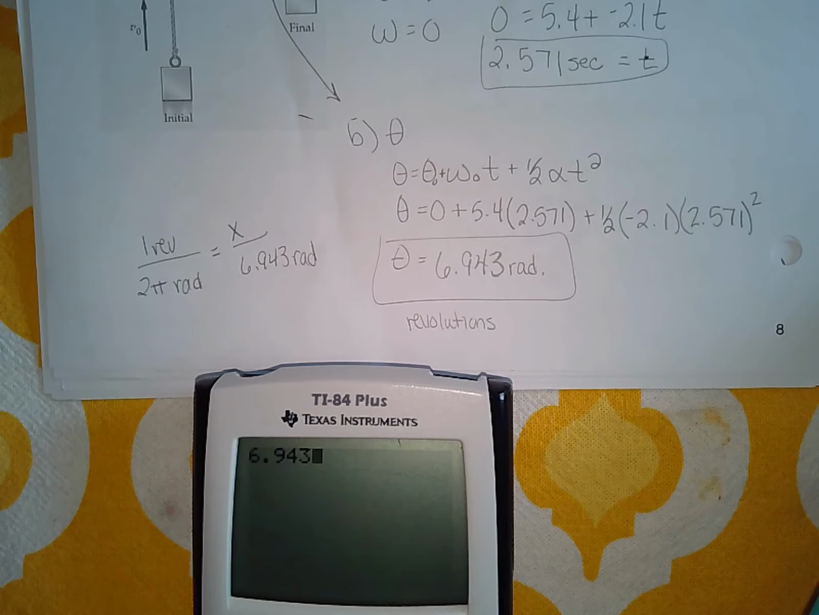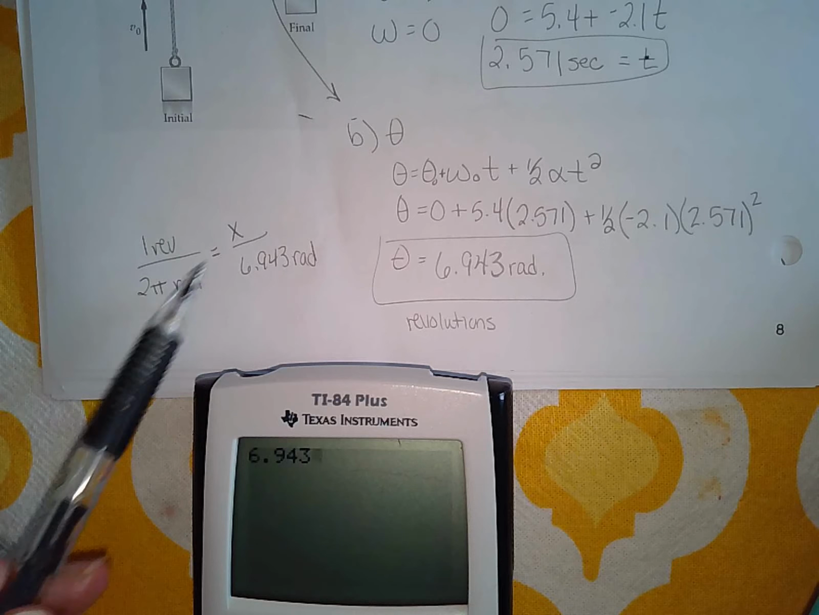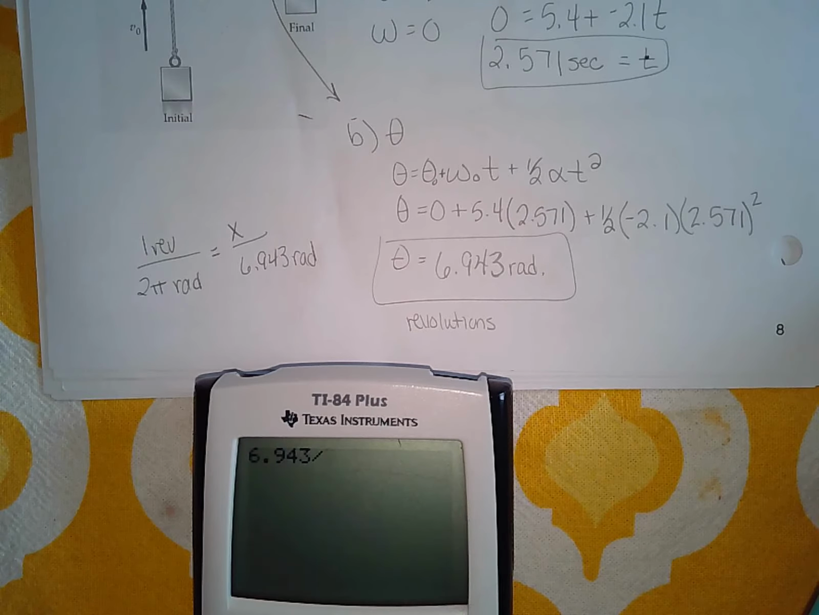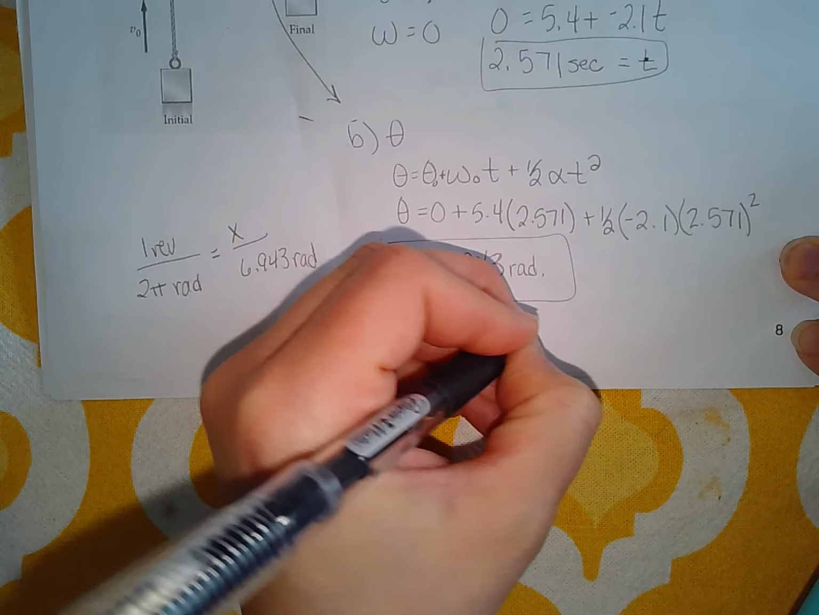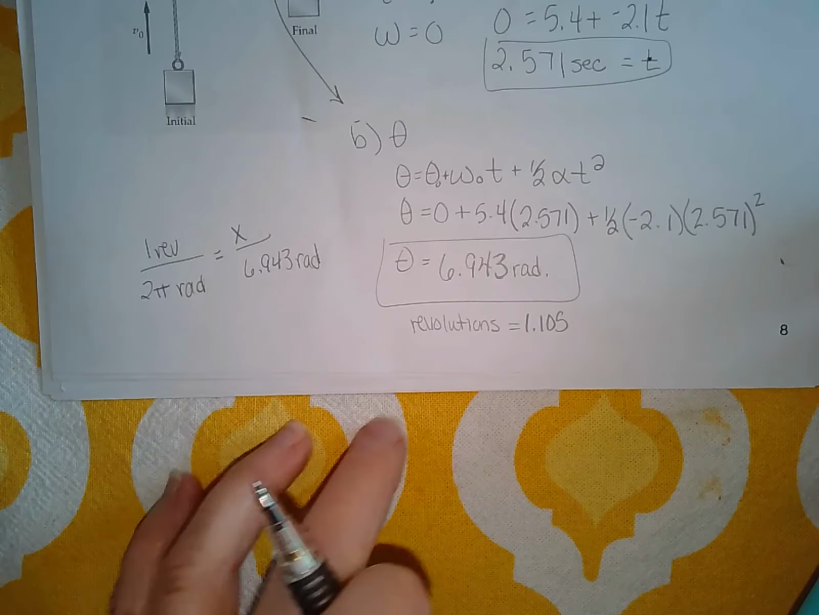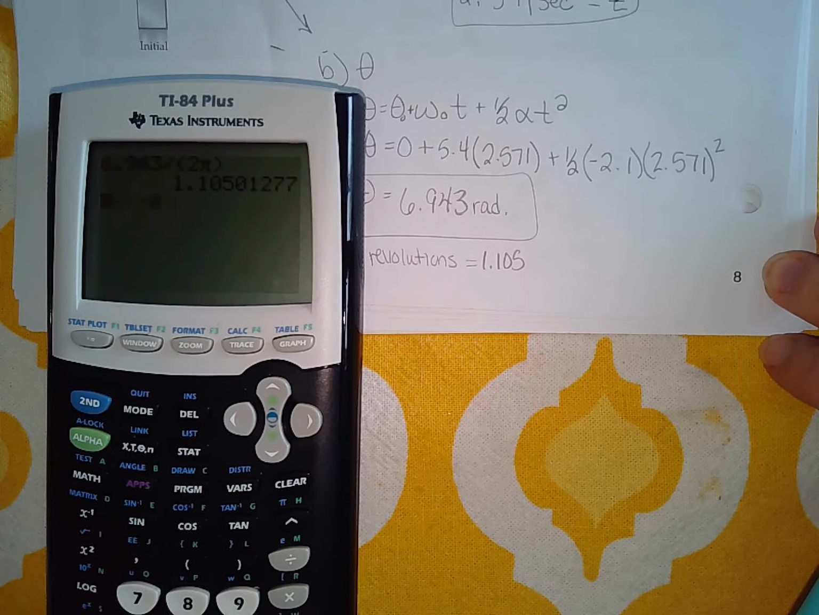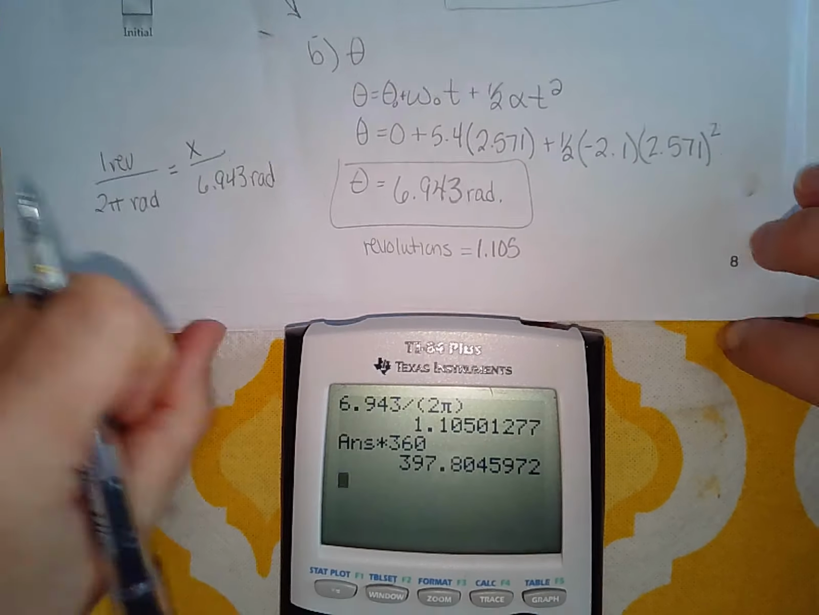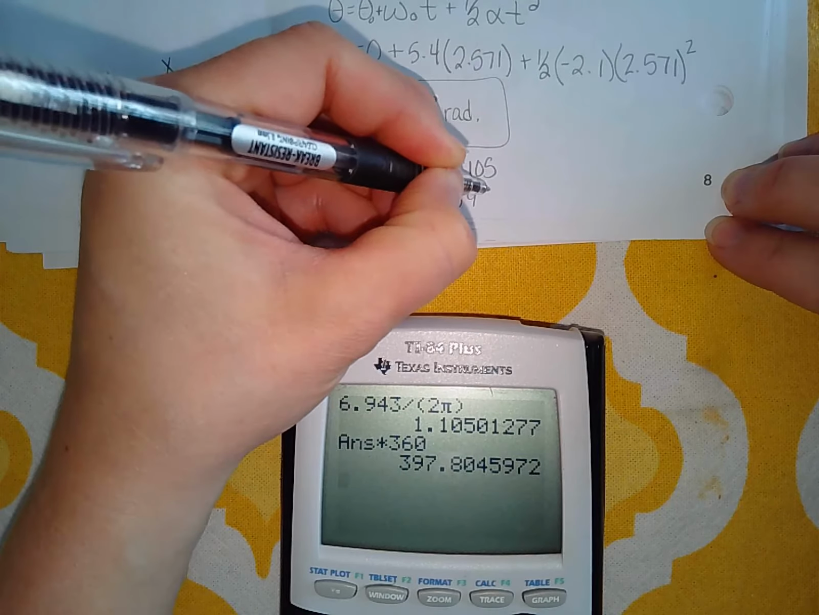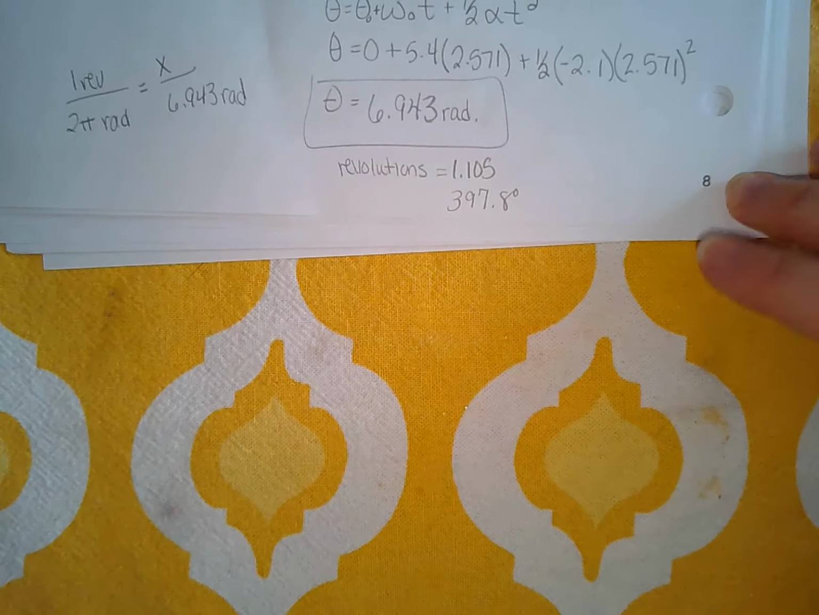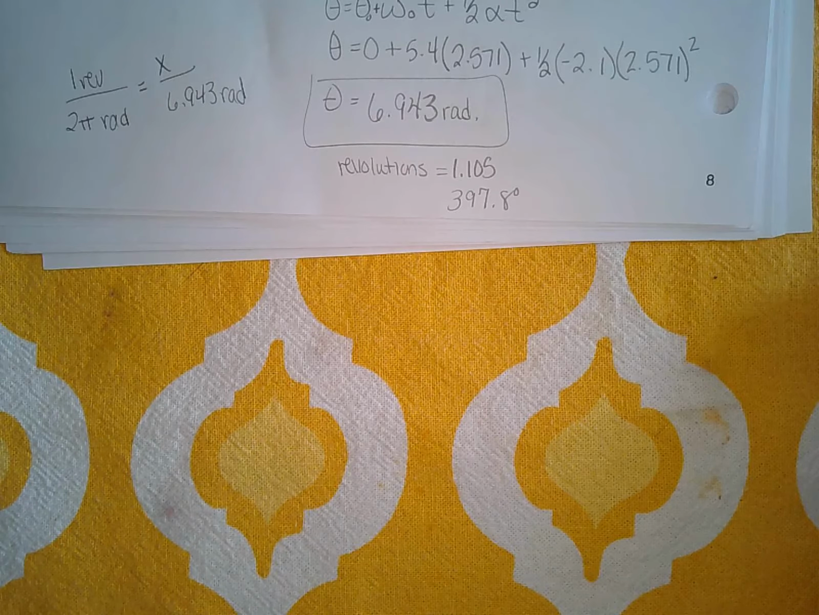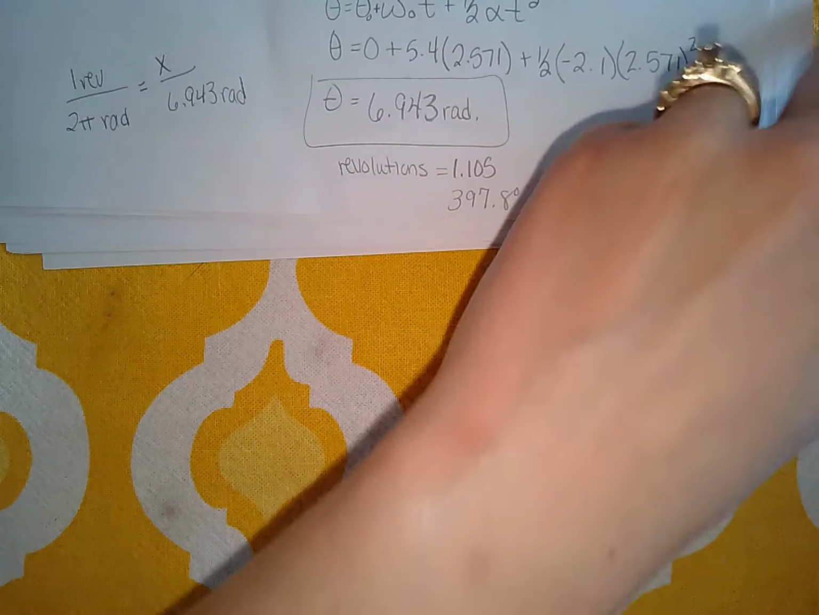It doesn't ask for this, but I feel like this is something good to know. Cross multiply. And so yes, I would divide by 2 pi. So I could say that it rotated 1.105 times. And if I really wanted to, I could multiply by 360. So how many degrees did it spin? It spun 397.8 degrees. So one full circle and just a little bit more. I like seeing those things come together. If you're wondering why I bothered to solve for that, I think it's nice to be able to wrap our heads around what a radian is and all that stuff, okay?